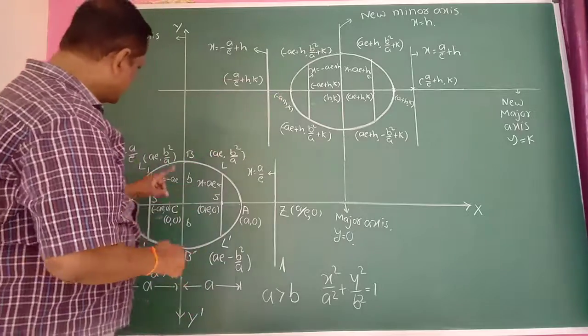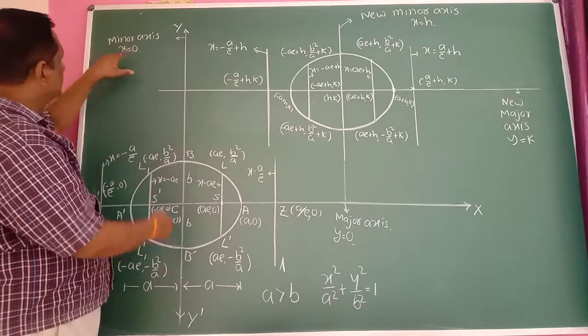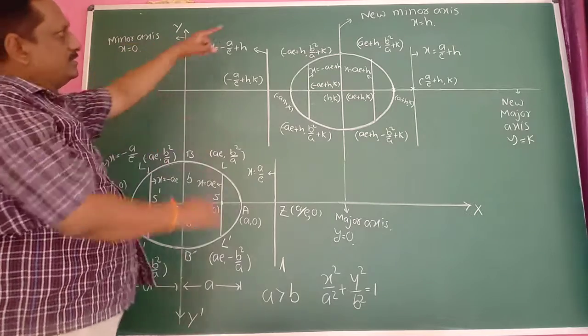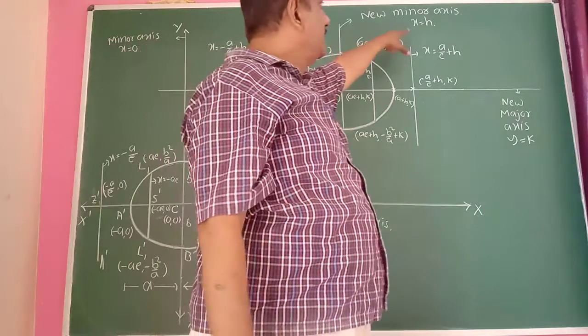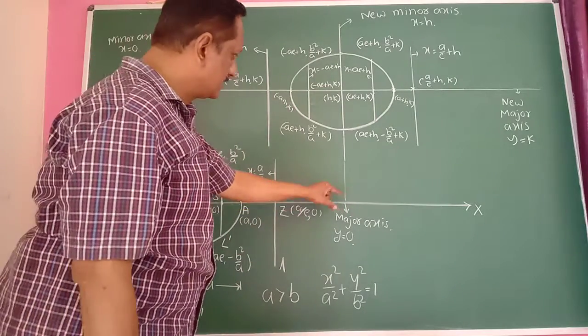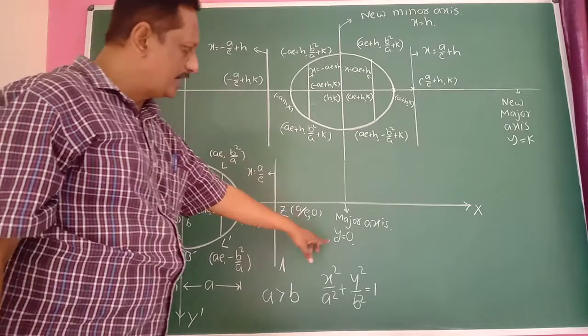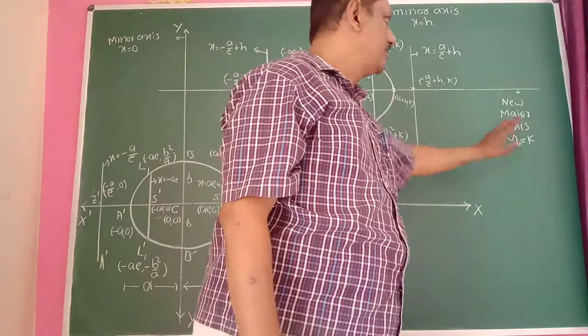Here in this case, just observe. Here x equal to 0. In this case, the minor axis is x equal to 0, add h here. So the equation of this minor axis is x equal to h. And this is your major axis. It is a new major axis having a distance k unit here. You just add k here. So y is equal to k.